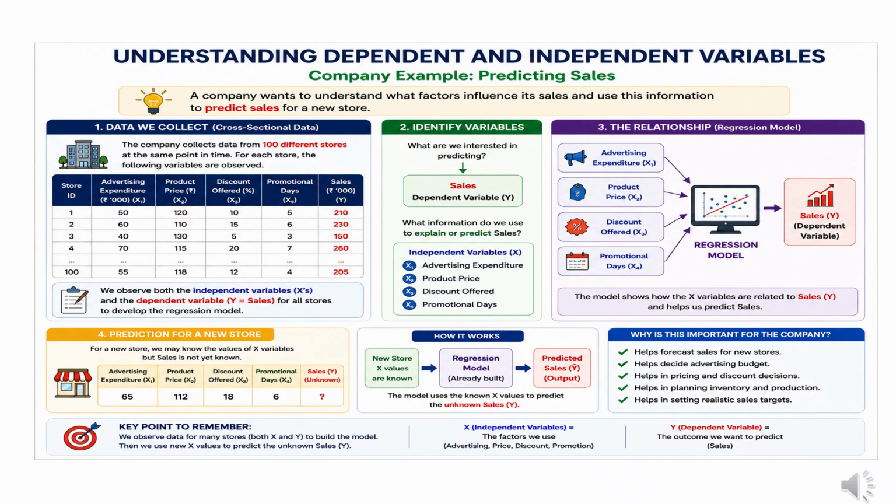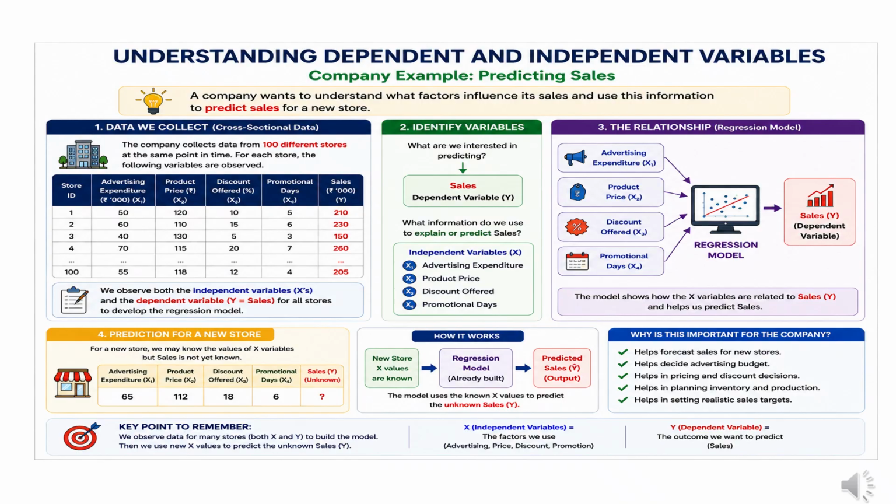Now, what is the company interested in? Sales. Therefore, sales is our dependent variable, or Y, because this is the outcome we want to understand and eventually predict. And what about advertising expenditure, price, discount, and promotional days? These are the independent variables, or X variables. They are the factors that we use to explain or predict sales.